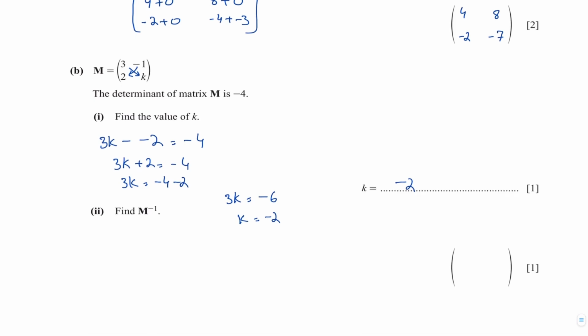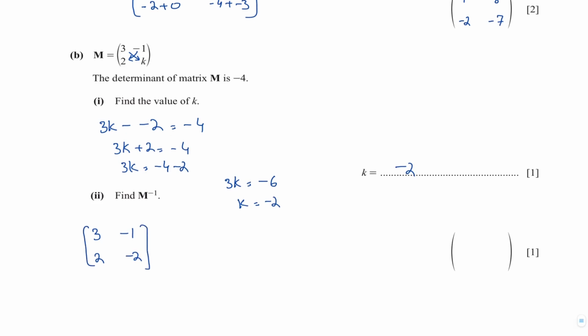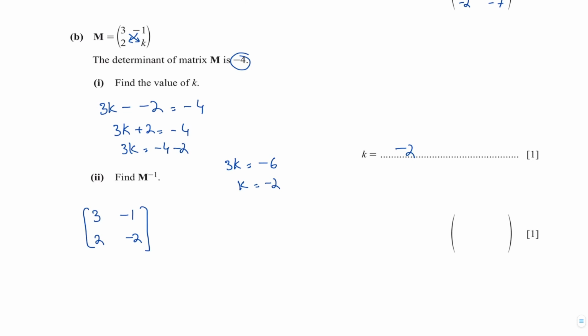Okay, now that we have the value of K, we need to figure out what the inverse is. So let's plug in the value of K: 3, 1, 2 and minus 2. We already have what the determinant is. We're given that it's equal to minus 4. So 1 upon minus 4. We're going to swap A and D, so this is going to become minus 2, 3, and we're going to change the signs of B and C, so 1 and minus 2.